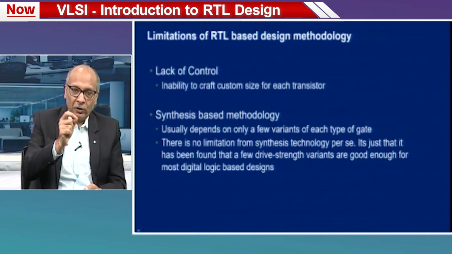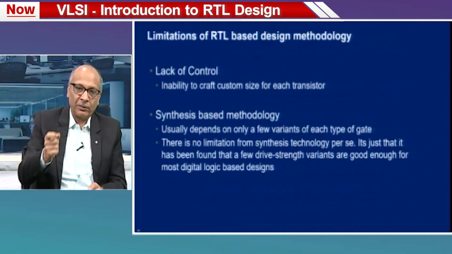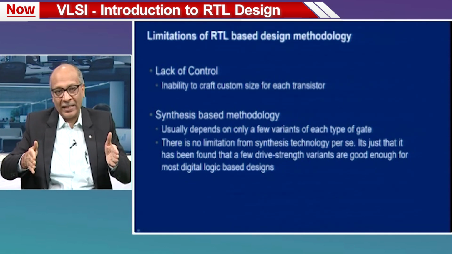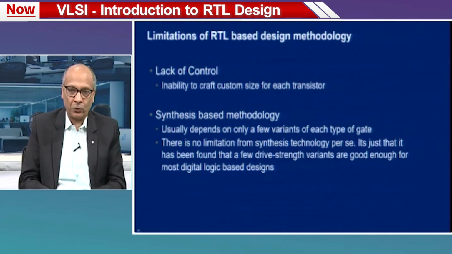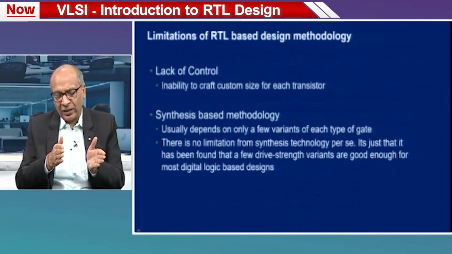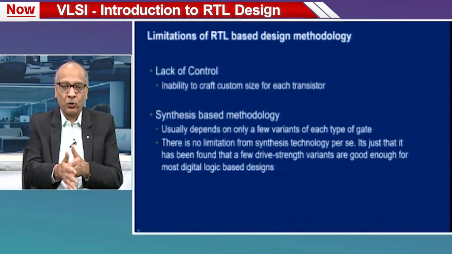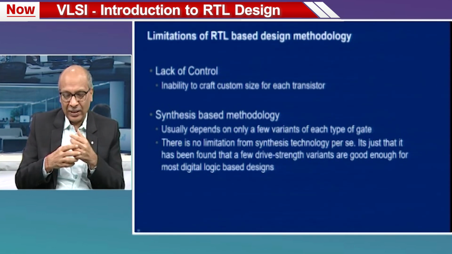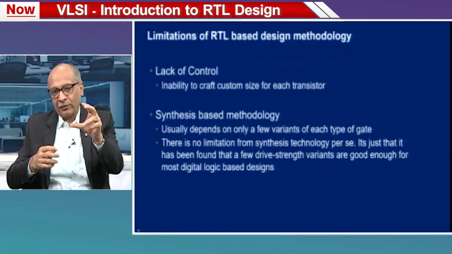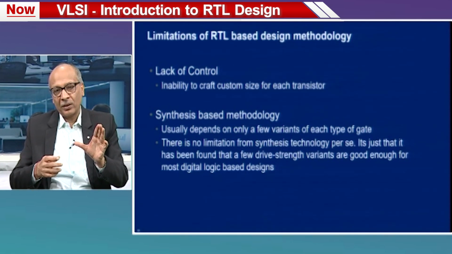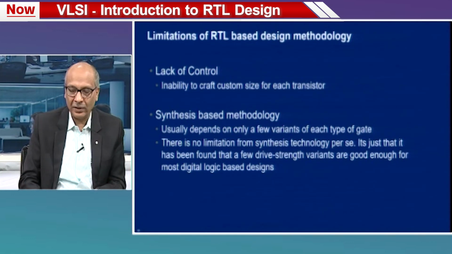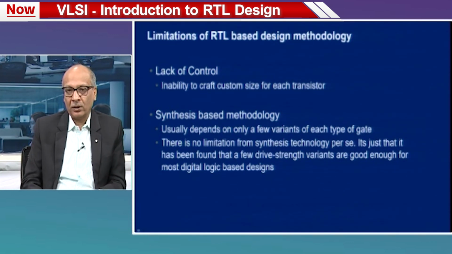So, you have to depend on a few variants for each type of gate rather than something which you could choose in between also. When you are doing custom layout, you can decide the length and width of each transistor on your own. Synthesis technology does not say that you have to use only 4 AND gates, you have to use only 4 OR gates and so on. But practically it has been seen that if you have 2 to 4 variants of each kind of digital gate, that is more or less sufficient to provide most common usage design realization.